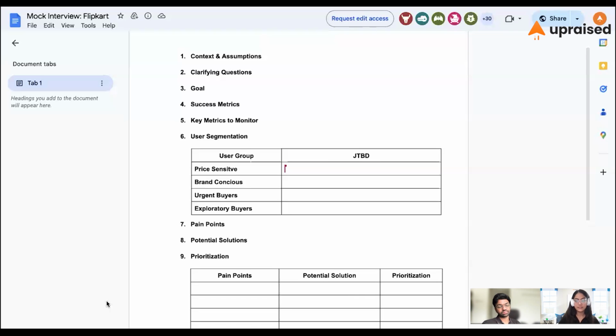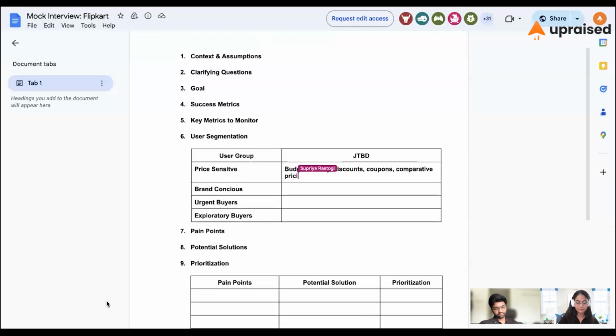Great. Then we talk about the jobs to be done. I think it's fairly self-explanatory, still, just a quick glance at it. So price sensitive, jobs to be done: find budget-friendly deals, discounts, coupons, and basically a good comparison between different products of different brands and different prices, so that someone can compare. So basically, good comparative pricing, because of course we all love to compare the prices.